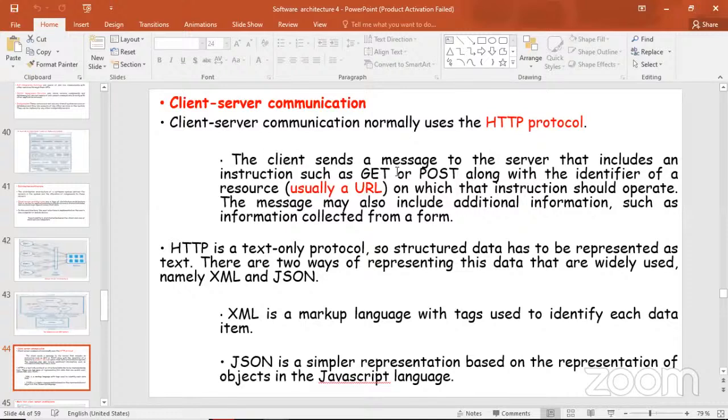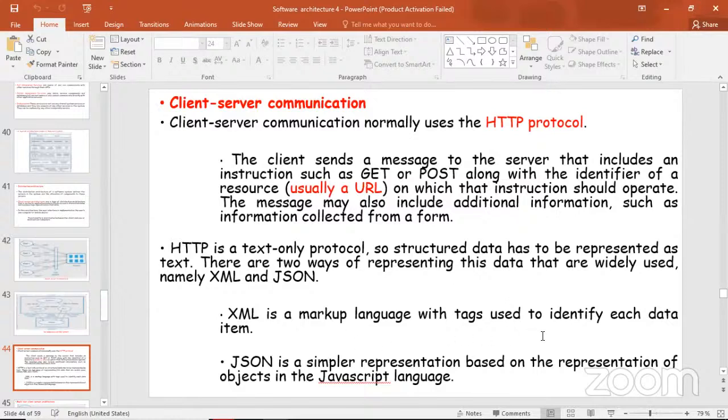The client sends a message to the server that includes an instruction such as GET or POST, along with the identifier of the resource, usually a URL, on which that instruction should operate. The message may also include additional information, such as information collected from a form. HTTP is a text-only protocol, so structured data has to be represented as text. There are two widely used ways of representing this data, XML and JSON.